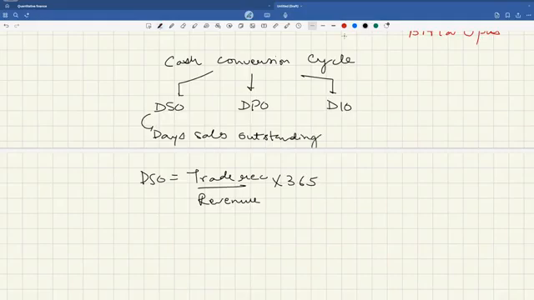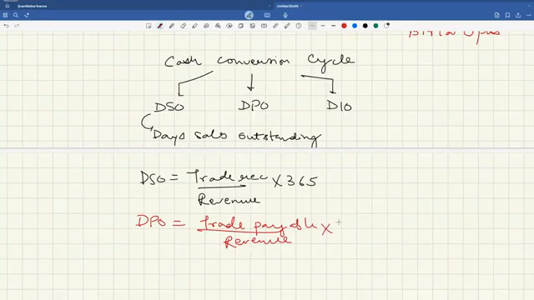What is DPO? DPO is typically trade payables. As I already mentioned earlier, we are going to use the same logic for all the current assets, even for work in progress or any small current assets: we divide by revenue and multiply by 365. So DPO is trade payables over revenue, multiplied by 365. In many places you will see people using COGS, cost of goods sold, instead of revenue, but it doesn't make much of a difference. Similarly, we have DIO, which is days inventory outstanding. It is inventory over revenue, multiplied by 365.